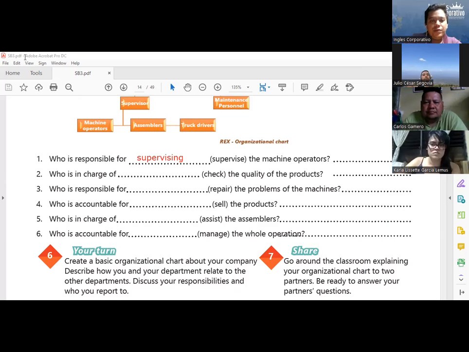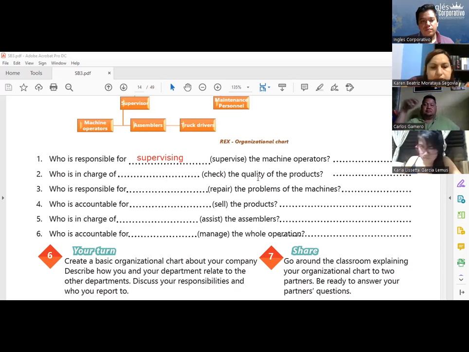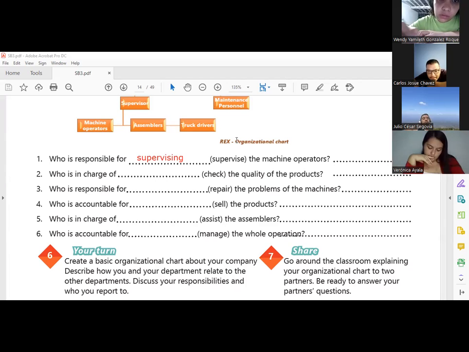Karen, can you please help me out with number two? Read it completely, please. He's in charge of checking the quality of the product. Okay, who is in charge of checking? All right, the quality of the products. There you go. Carlos Gamero, read number three. Who is responsible for repairing the problems of the machines? There you go. Julio Cesar, read number four.